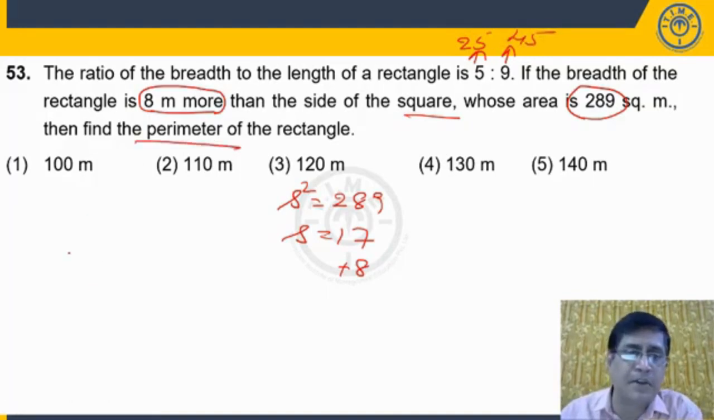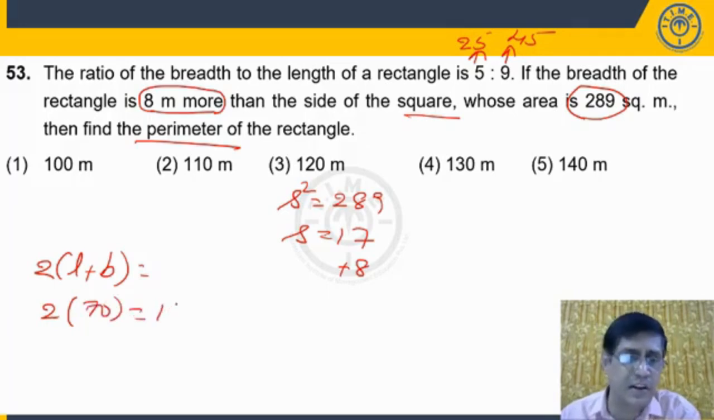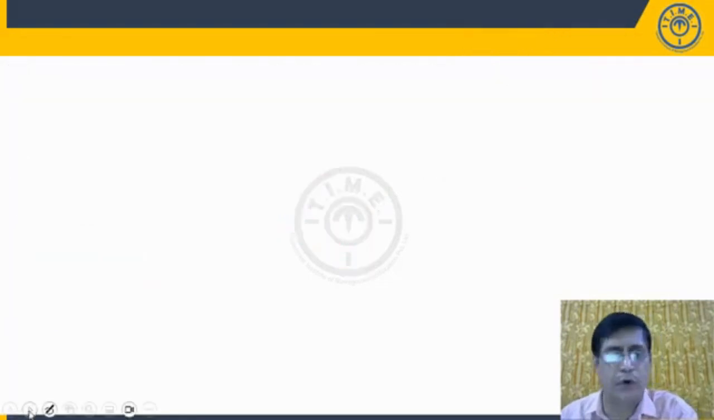What do we have to find? The perimeter of the rectangle. Perimeter of a rectangle means the sum of all the sides: 2 times (L plus B). So L plus B is 25 plus 45, which is 70. 2 times 70 is 140. The right choice is option number 4.